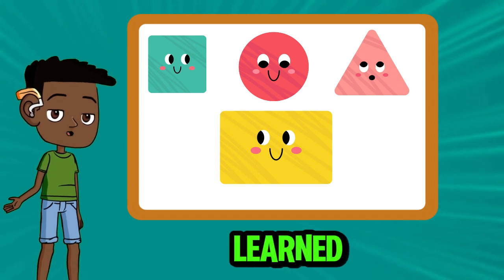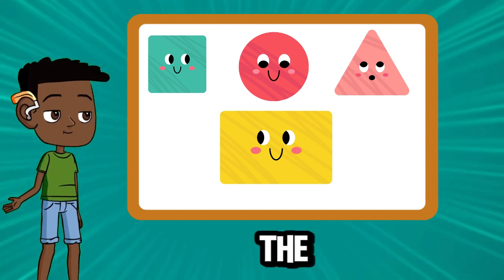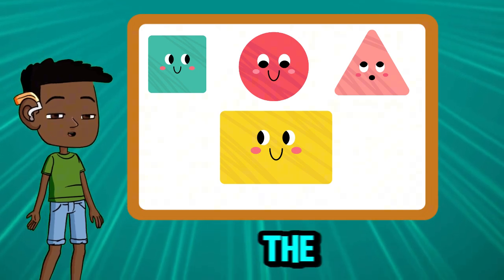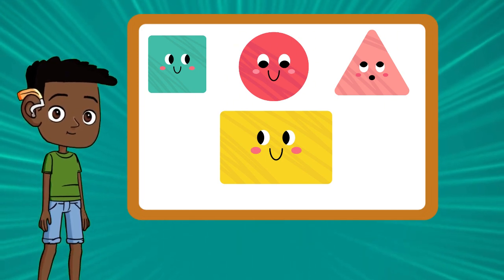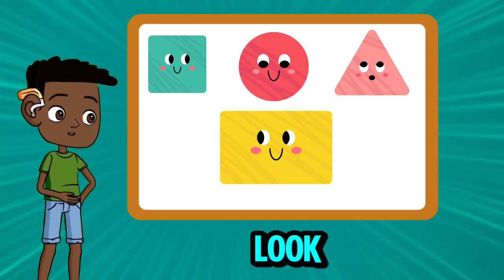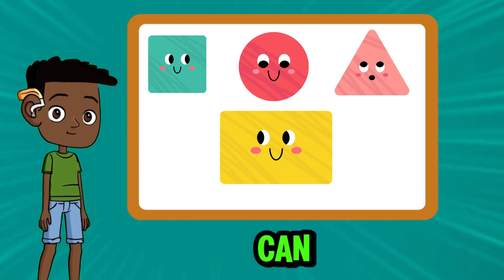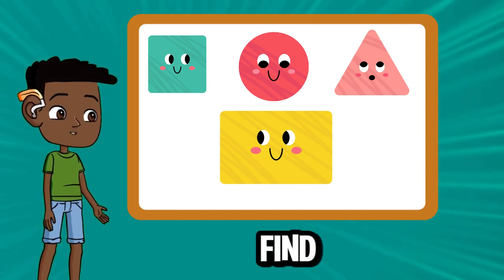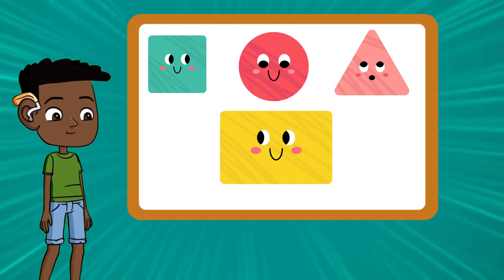Today, we learned about 4 shapes: the circle, the square, the triangle, and the rectangle. Shapes are everywhere. Now, look around. Can you see any of these shapes? Try to find them in your room.